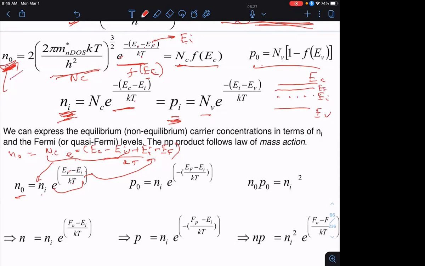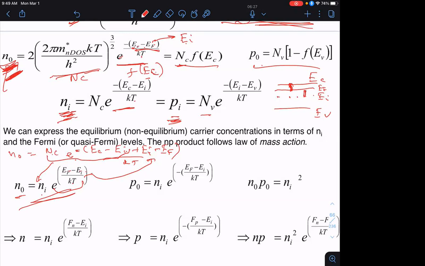So basically what I'm doing is, in the first version, I'm looking at EC minus EF. So I'm looking at this energy separation, and I'm writing the electron concentration in terms of EC minus EF over here. That's basically what I've done over here, EC minus EF. In the second version, I'm calculating the result in terms of Ni times EF minus EI. So this energy separation, EF minus EI. Okay, so I'm just choosing different reference points, if you will.